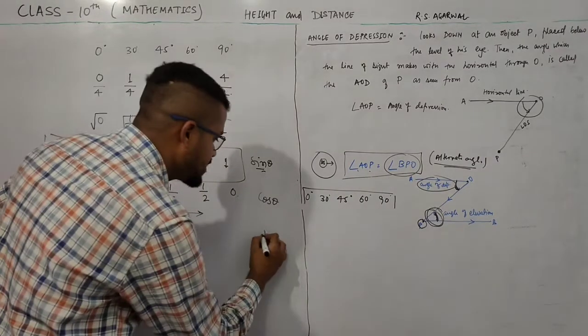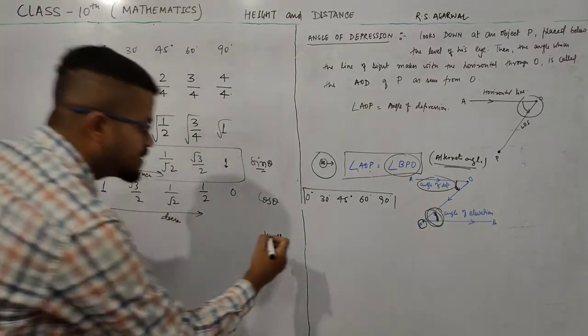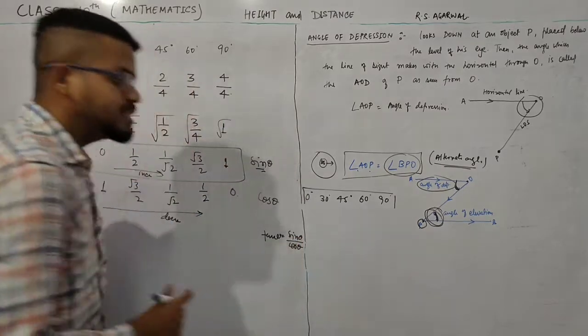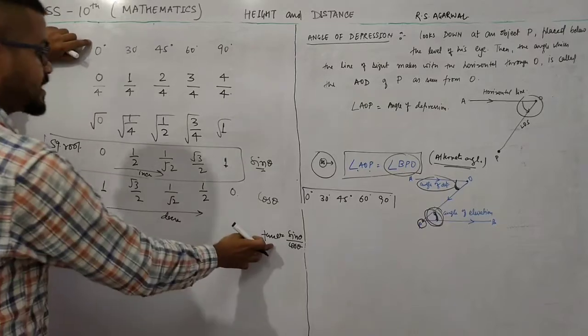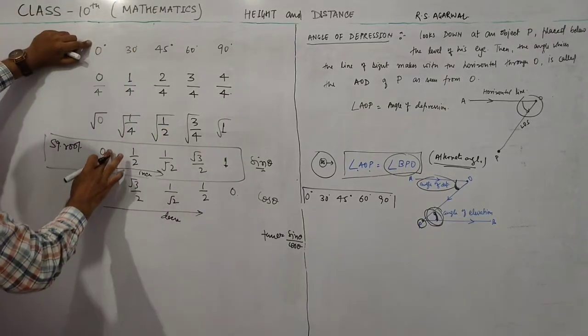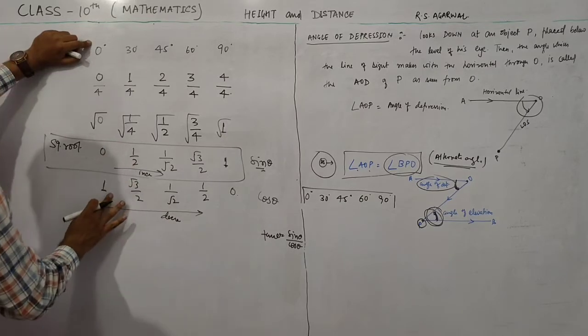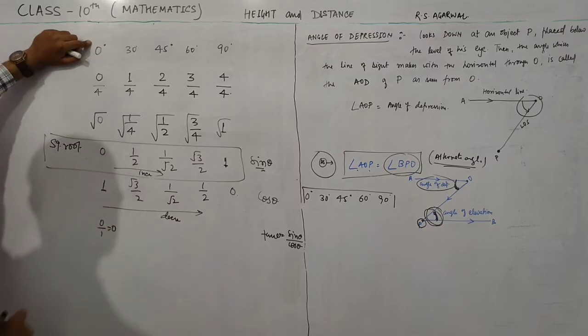Now, tan theta. What is tan theta? Tan theta is sine theta upon cos theta. This is tan 0 degree. Tan 0 degree is 0 by 1, since sine 0 is 0 and cos 0 is 1. So 0 by 1 is equal to 0.